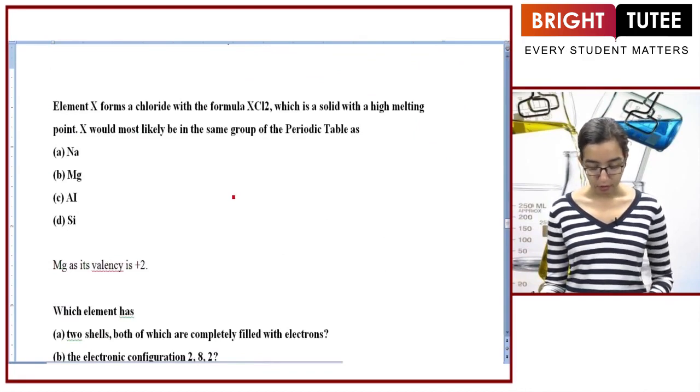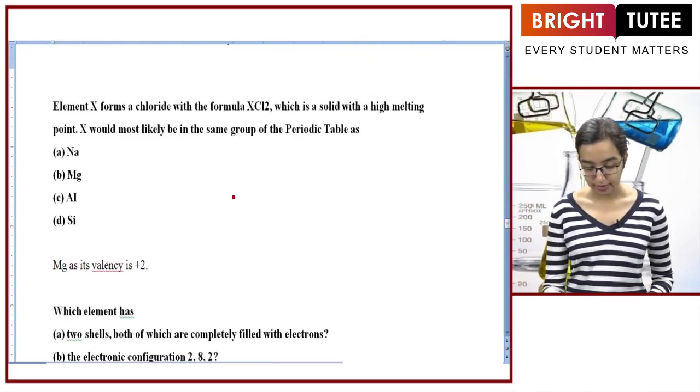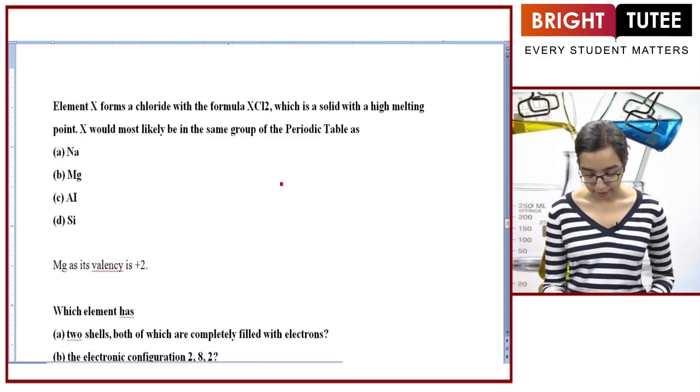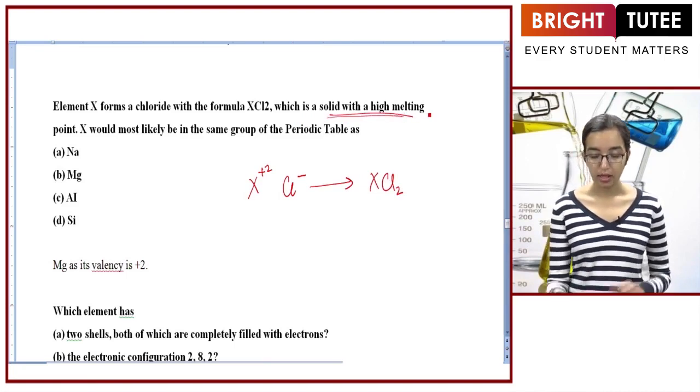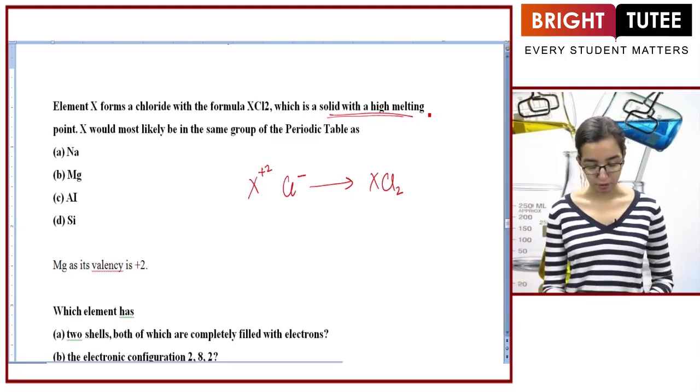Element X forms a chloride with the formula XCl2. So, what we can derive from here is that since Cl has a valency of 1 minus, X must have a valency of plus 2, then only would it form XCl2, which is a solid with a high melting point. A solid with a high melting point suggests it has metallic nature. X would most likely be in the same group in the periodic table as.